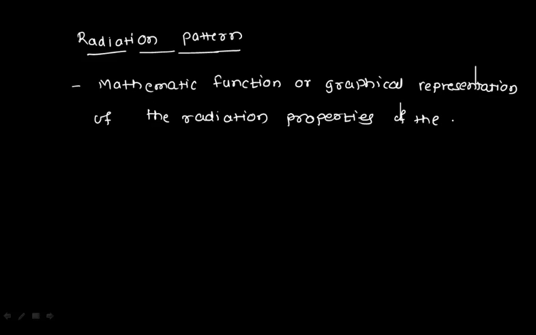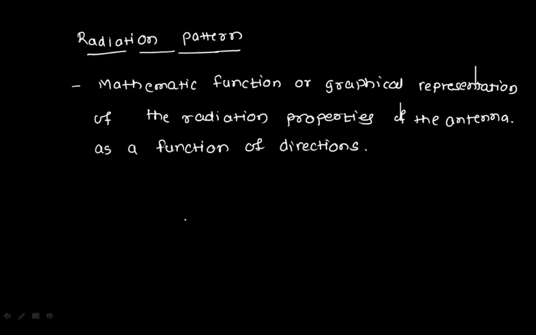Of the antenna. Whenever you talk about radiation, you always mean the radiation in the far field region. So the radiation properties of the antenna as a function of space coordinates, or you can say as a function of direction. If I revise this definition: radiation pattern is the mathematical function or graphical representation of the radiation properties of the antenna as a function of direction.